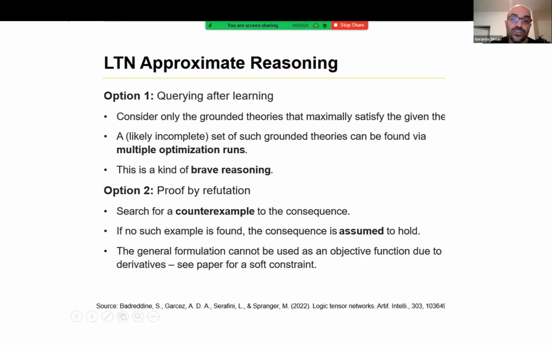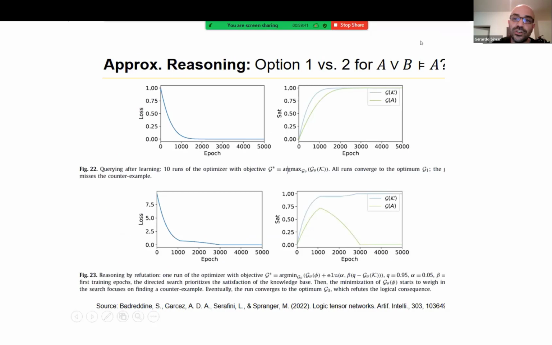The general formulation of this, unfortunately, cannot be used as an objective function because you get null derivatives. But in the paper, they develop a soft variant of this, so you can do it. So the example is you're trying to see if your theory models this. If in your theory you have A or B, you want to see if this models A. This, of course, is not true, because A or B could be just B, and that'll be fine. So that's the counterexample that you're looking for.